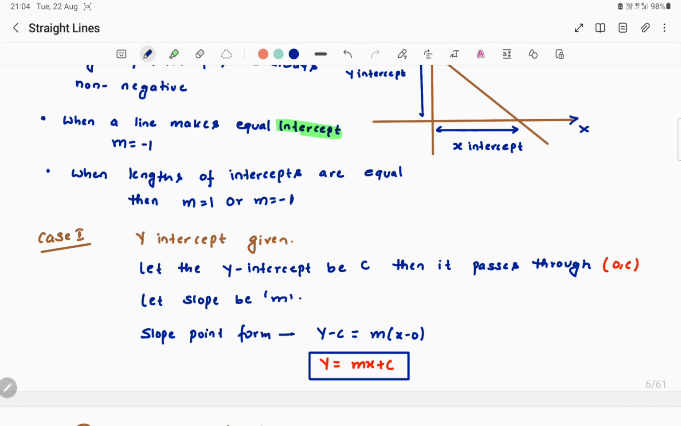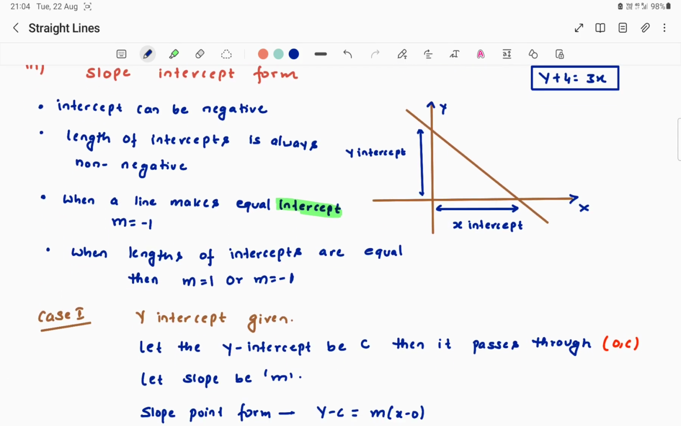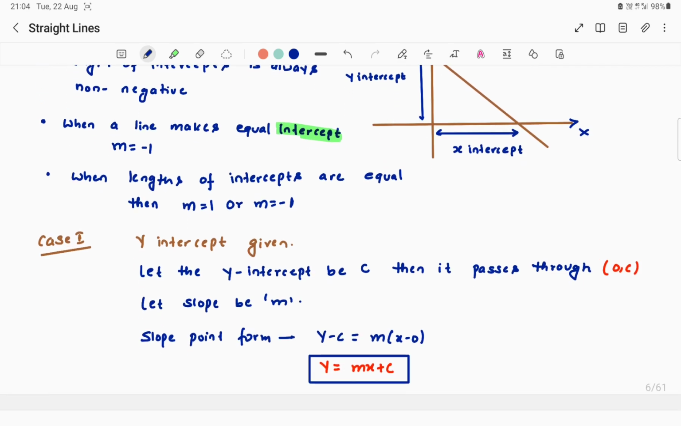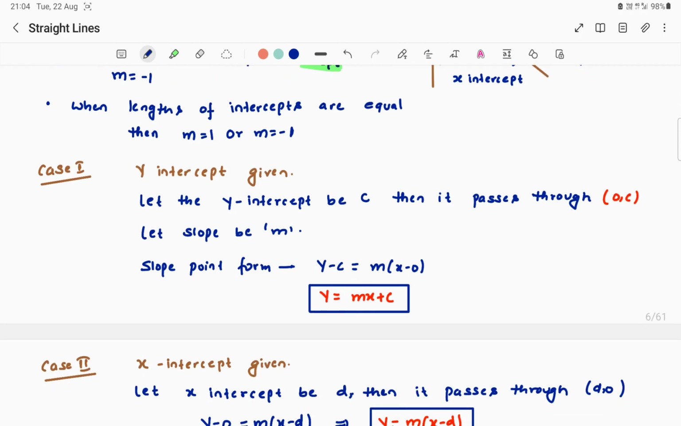Okay. Now let's get back again to slope intercept form. As the name suggests, they will give a slope, or they will give one of the intercepts. So let's say the y-intercept is given as c. Now when I say c, you should not pre-assume that c is always positive. c can be anything. So if the y-intercept is c, it means what? It is passing through the point (0, c), because the y coordinate will be c, and the x coordinate on the y-axis is 0. And let's say the slope is m.